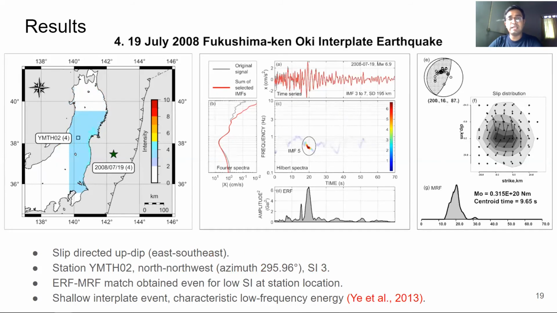We include the 2008 Fukushima-Oki interplate earthquake as a shallow interplate event, and as is characteristic of such events, we obtain the source energy release with low frequency IMF, which can be seen in the Fourier and Hilbert spectra in the central figure. Comparing the 2 interplate events in this study showcases the depth-dependent frequency variation also observed by Lei et al. 2012 and Ye et al. 2013. Further, we obtain a good match between the ERF and MRF, even with a station located in a region of observed seismic intensity 3.